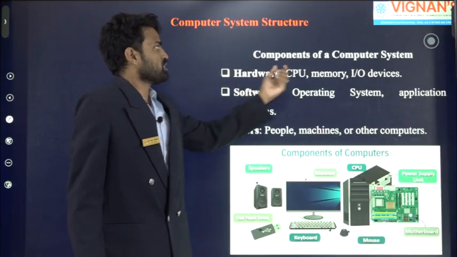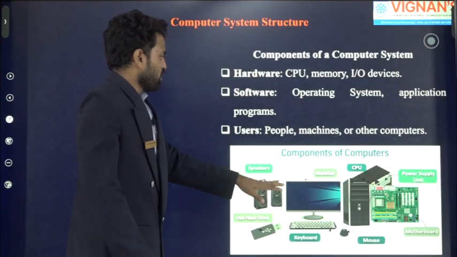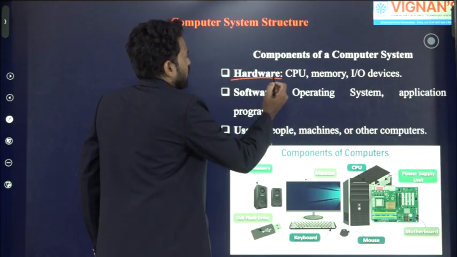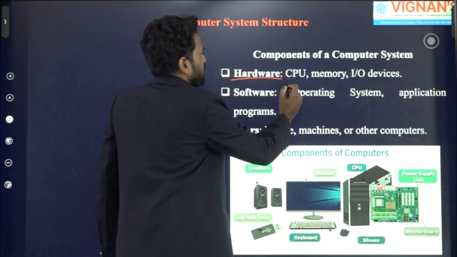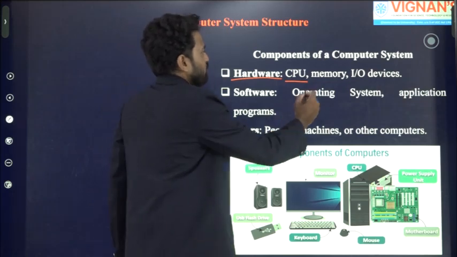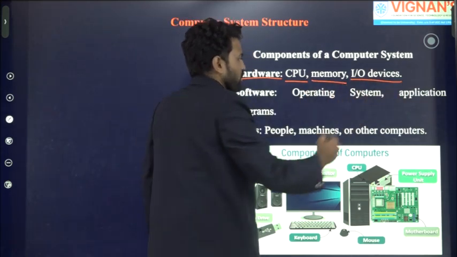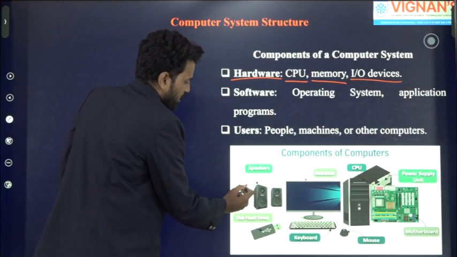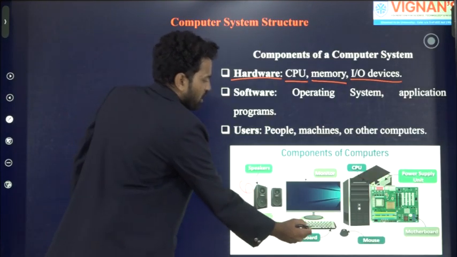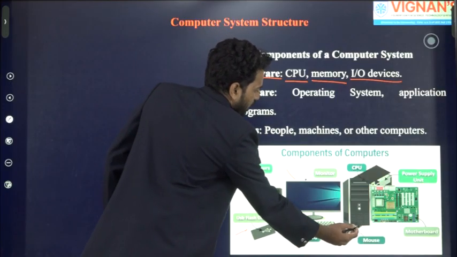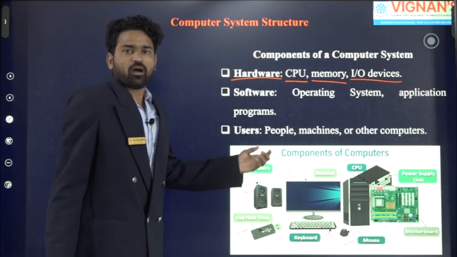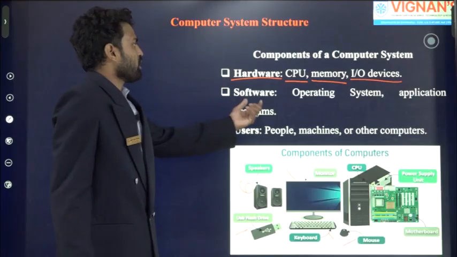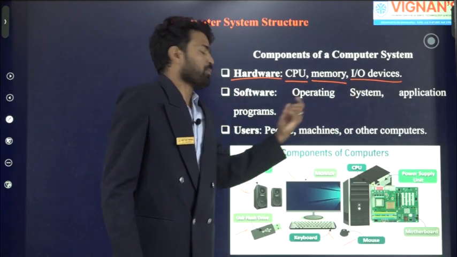First, these are the components of a computer. In the hardware section, we have the CPU, central processing unit, memory, and input-output devices. Extra hardware components are speakers, USB flash drive, keyboard, monitor and mouse. Software components are the operating system and application programs.